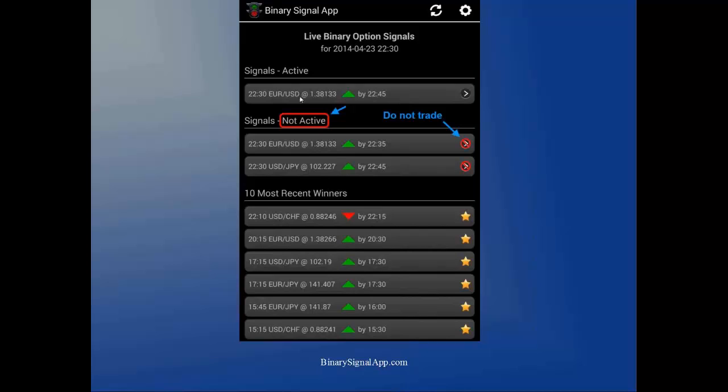So again, you only want to trade the signal if it stays up here. If it's up here under active, you click on this right here for trade detail and execute your trade. If its signal, when you look at it, is in the not active section, the trade has already been generated, but it's not a trade you should be taking unless you're already in it, of course.